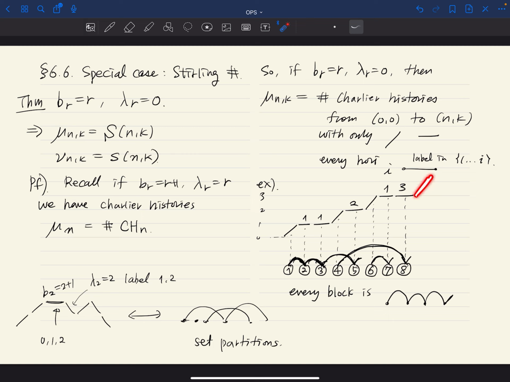For instance, if we had this, then we would have something like this. So everything looks like this. But how many unfinished, incomplete blocks are there? Whenever we have an up step, we get a new block, and it will not be finished. So the number of blocks will be exactly the ending height.